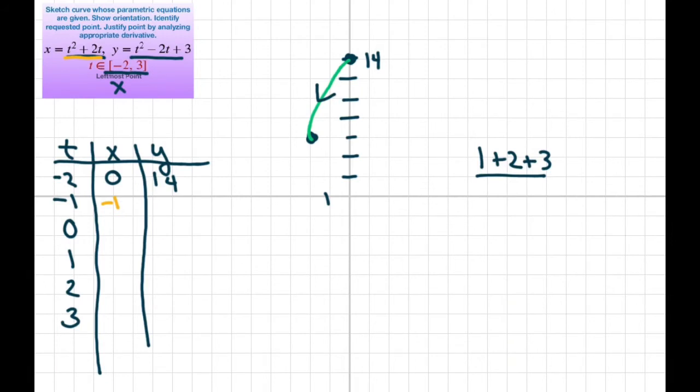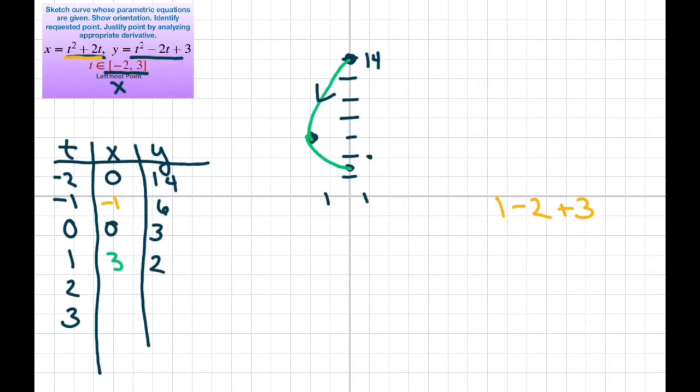All right, next one. Now at 0, we're going to get 0 for x and 3 for y. So that's going to be right about there. So we're coming back around this way. All right, now at 1, we're going to get 1 plus 2 is 3 for your x. And for your y, we're going to get 1 minus 2 plus 3. That's going to be at 2. So at 1, we're at 2. Let's see, 1 and up to 2. So it's going up a bit here.